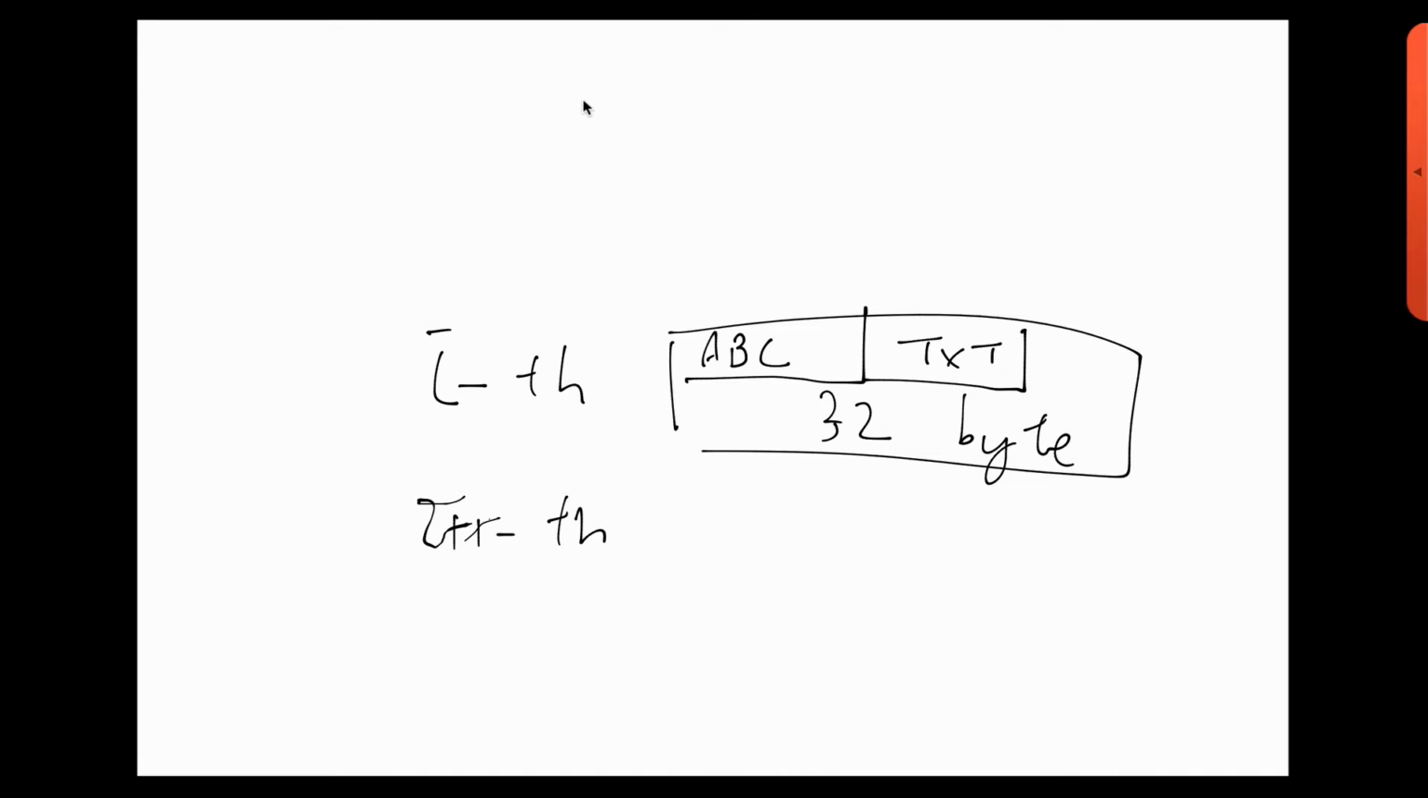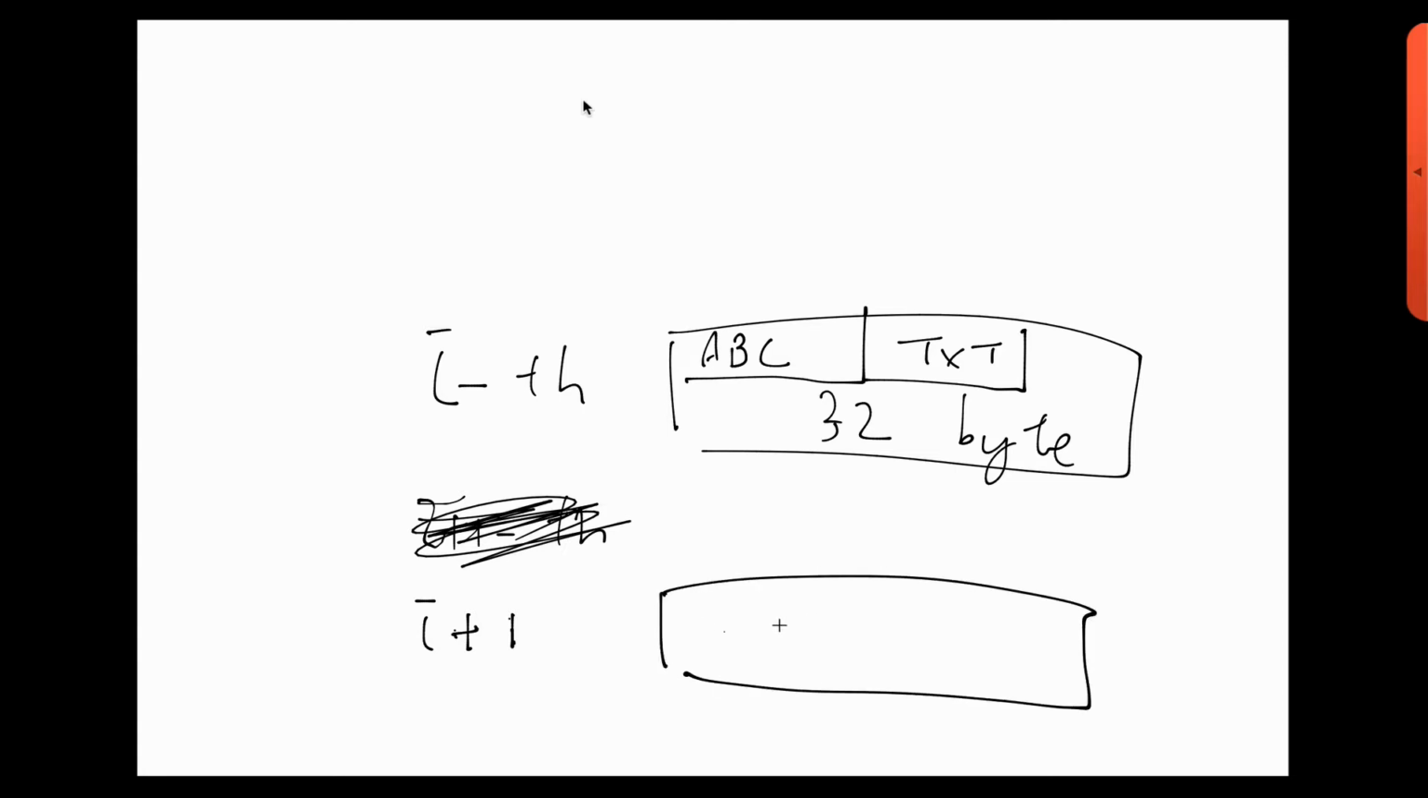Then we have the next one. Who made this one? Also 32 bytes. So then it will be the next directory entry. So the 2 directory entries go side by side.